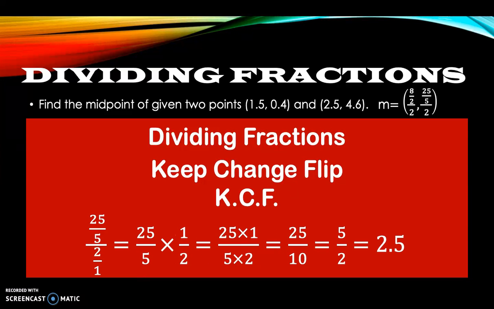Also, for 25 over 5 divided by 2, we keep the first fraction, which is 25 over 5, change division to multiplication, and flip the second fraction, which is 2 over 1. 2 over 1 would now be 1 over 2, and we multiply across, which gives 25 times 1 all over 5 times 2, which simplifies to 25 over 10. 25 over 10 can be simplified to 5 over 2. 5 over 2 is the same as 5 divided by 2, which is 2.5.